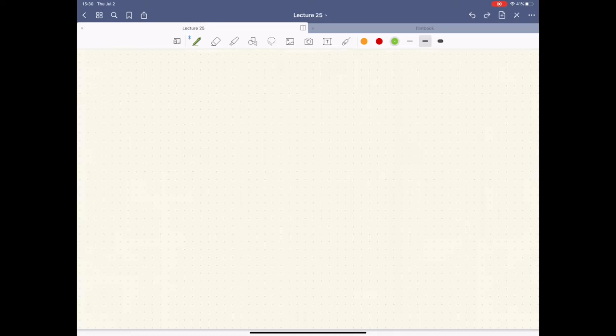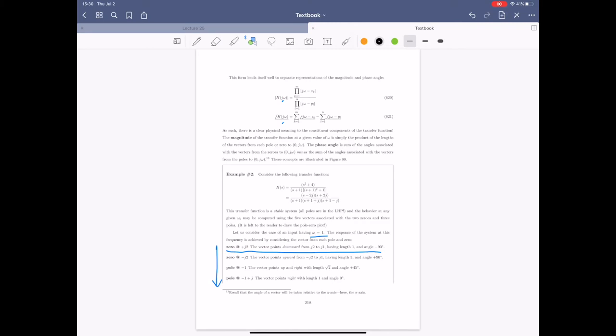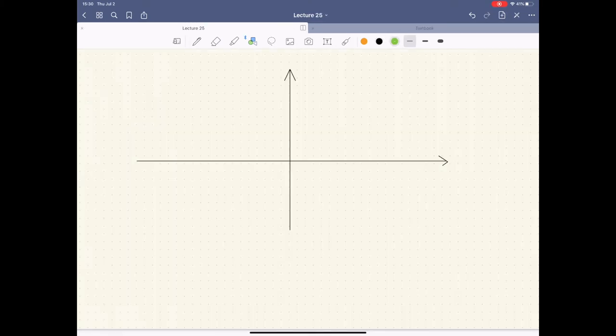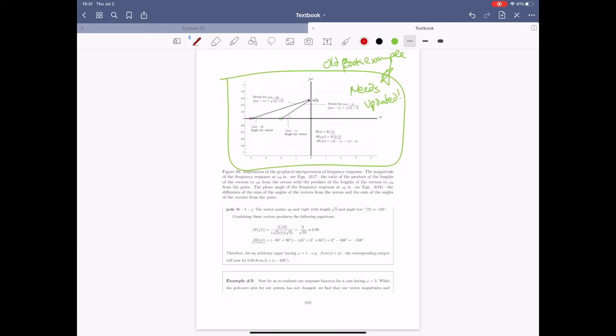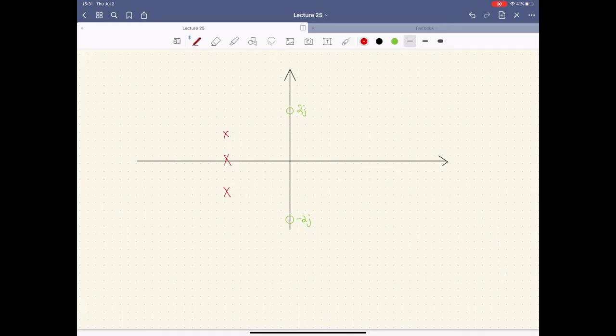Okay, so we first draw our axes. Let's do that here. We have plus and minus 2j. So this is at 2j here and minus 2j here. Then for our poles, we have them here, here, and here, as we saw in MATLAB. I'm sorry, negative 1 plus j, negative 1 minus j, and exactly at negative 1. So all of these are in a line.